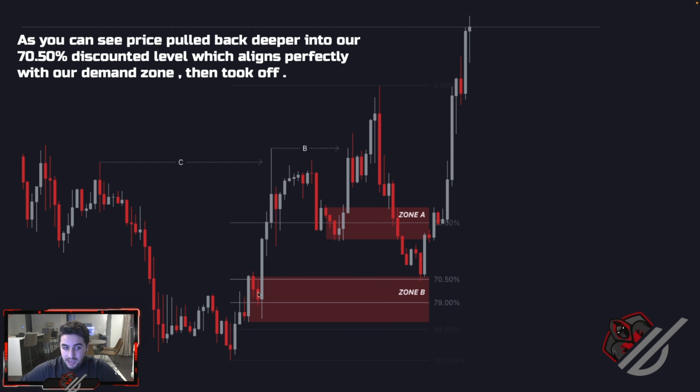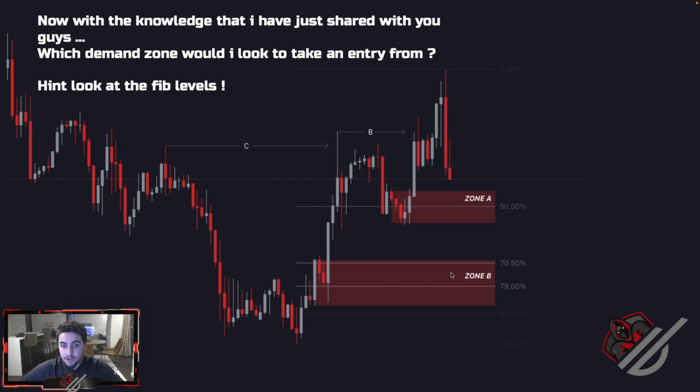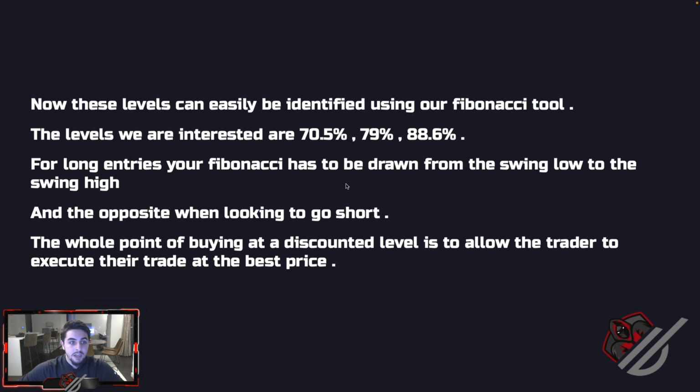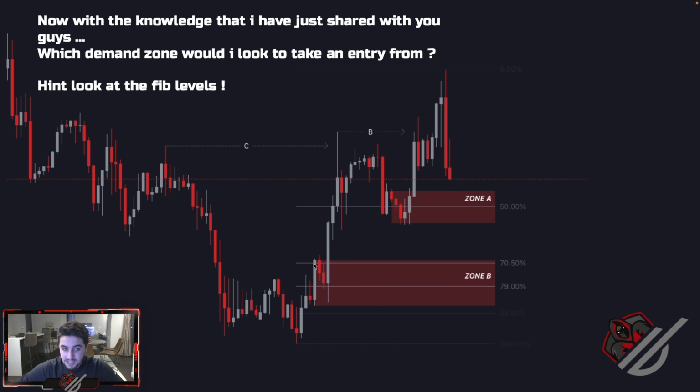Now, when you're looking at zone B, it is a very nice level of demand, which has some inefficiencies right above it. And it also aligns with our 70.5%, which I mentioned in the last slide. If I just go back for a second, you guys can see the levels we are interested in are the 70.5, the 79, and the 88.6 level. So this level of demand, the open of those cells, aligns with the 70.5. So the 70.5 level is where we would want to take some buy positions from. Okay, so now that I've taken you guys through the slide, I'm going to go ahead and show you a chart example on NASDAQ.